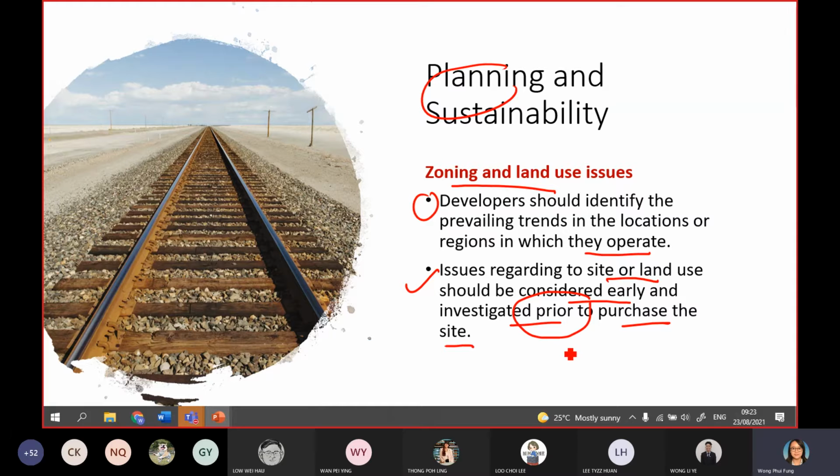So this one we discussed before. Sometimes when you want to do investigation on that piece of land, when you want to conduct due diligence, it takes time. So you should do all these things before you purchase the land. Once you have purchased already, then only you found out something is not right. You cannot U-turn already. So this part should be studied clearly and carefully during the planning stage.